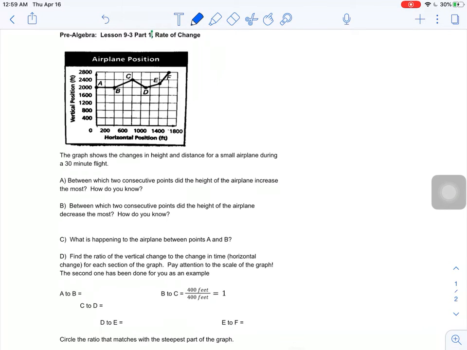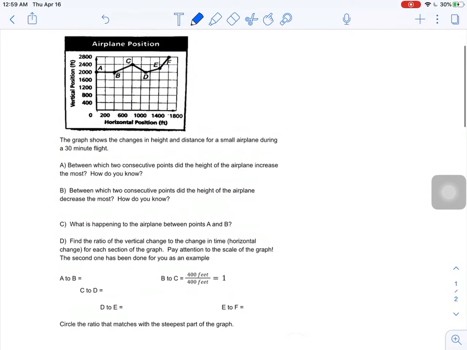So this was a graph of an airplane that is flying, and it tracks how far it has flown horizontally, so basically how much land distance it has covered. And then at the same time it is also tracking how far above the ground it is. So you were asked some questions about what was happening at different points in the graph. And then you were also asked to calculate some ratios. So that was part D.